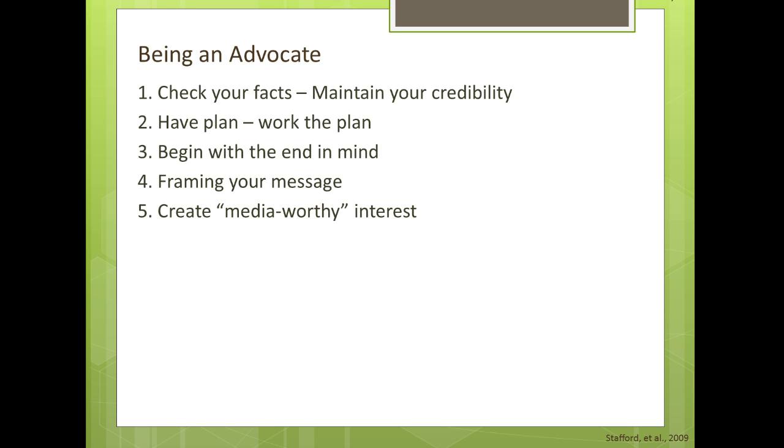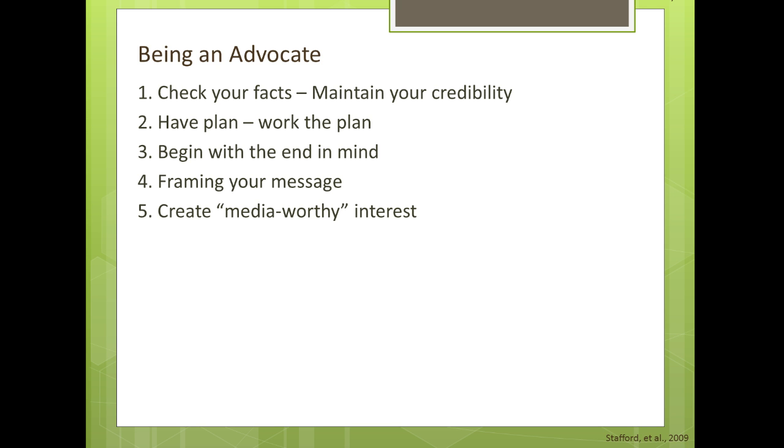So I'm going to show you some information specifically on reminding you how we might set goals in the clinical world and how it works just the same here in an advocacy plan. So you want to have a plan and then you want to work the plan systematically. Begin with the end in mind.